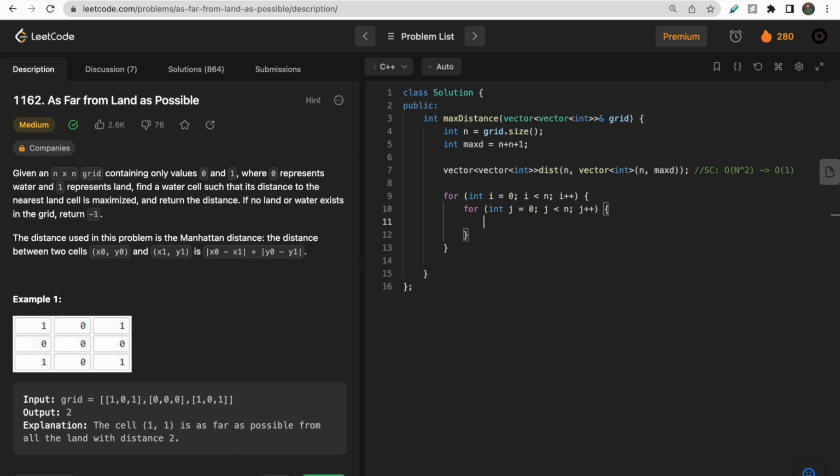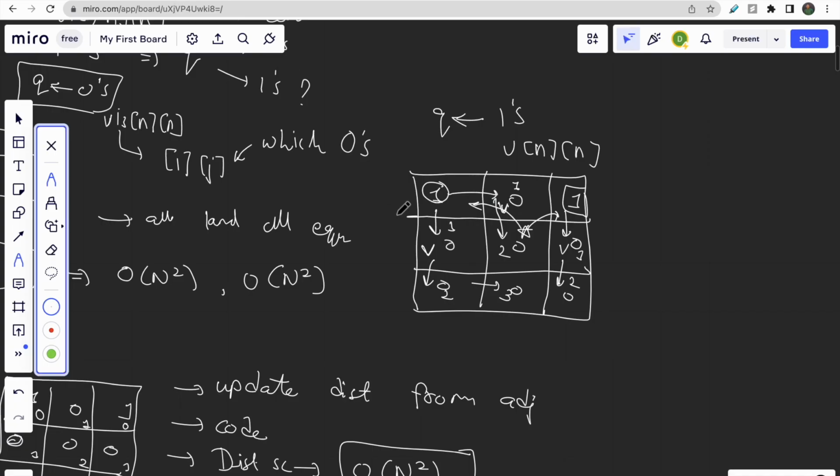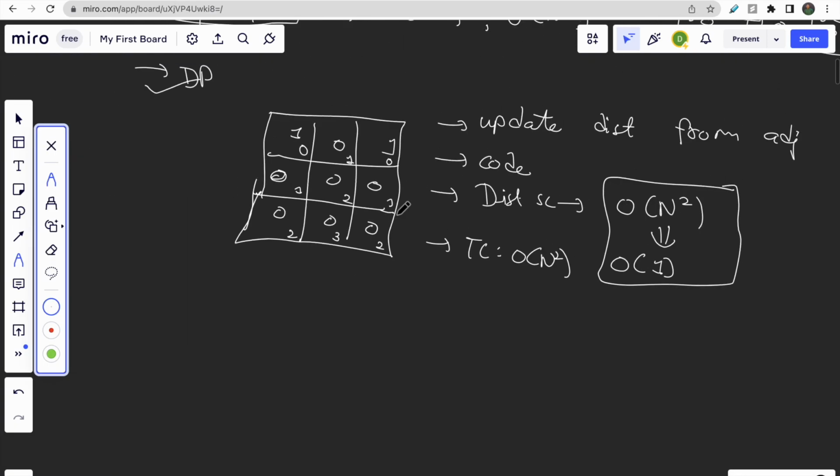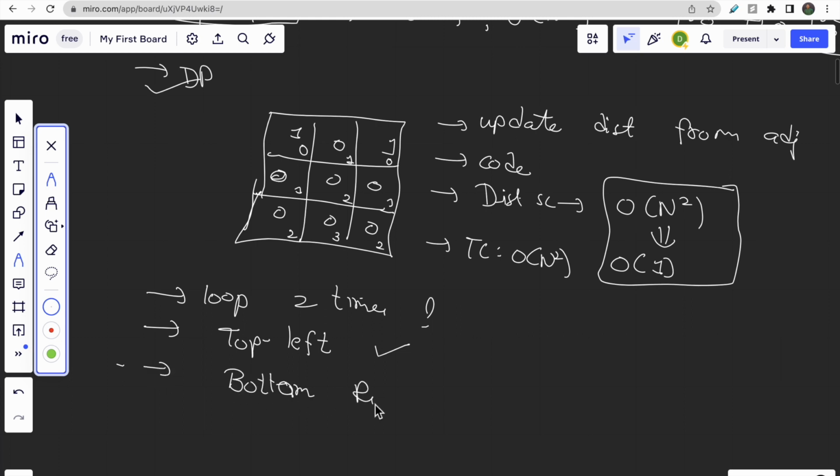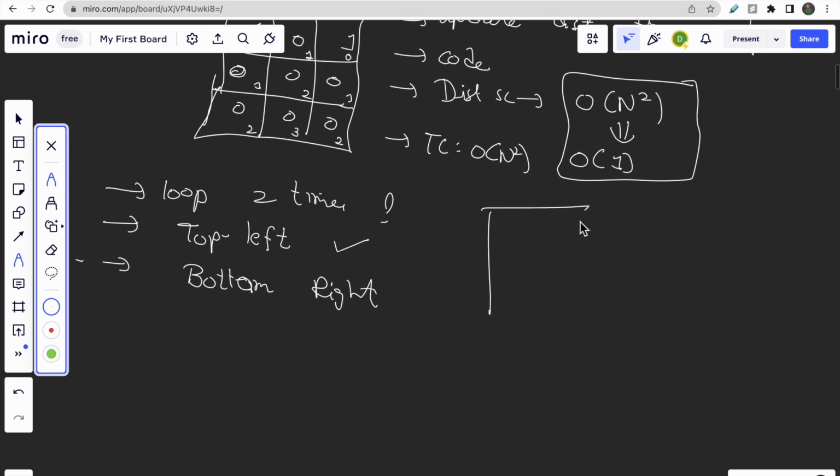Okay, now one thing I forgot here is that in this DP approach, we will loop 2 times. Why? So let me tell you first that we will loop from top left. This is the first time, and the second time we will loop from bottom right. Why? So let's say this is the grid, again let me draw it: 1 1 0 0, 0 0 0 0 0.